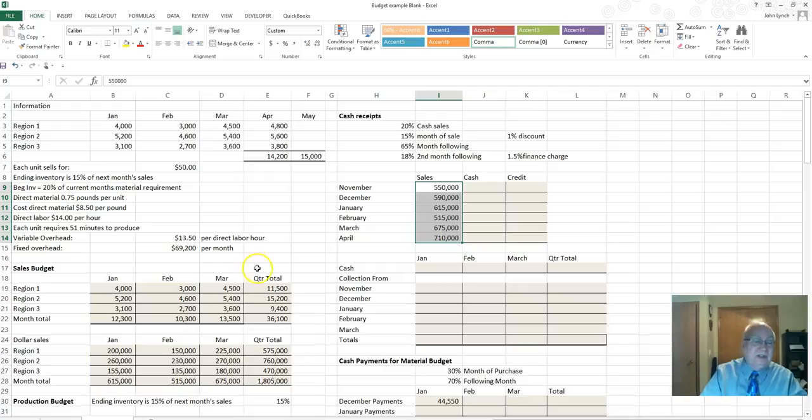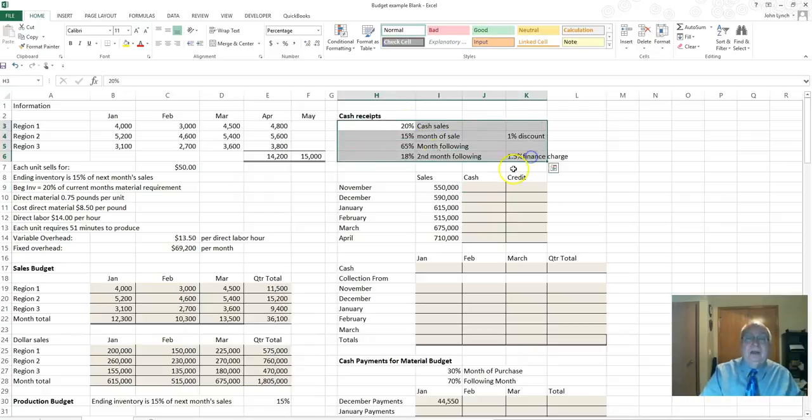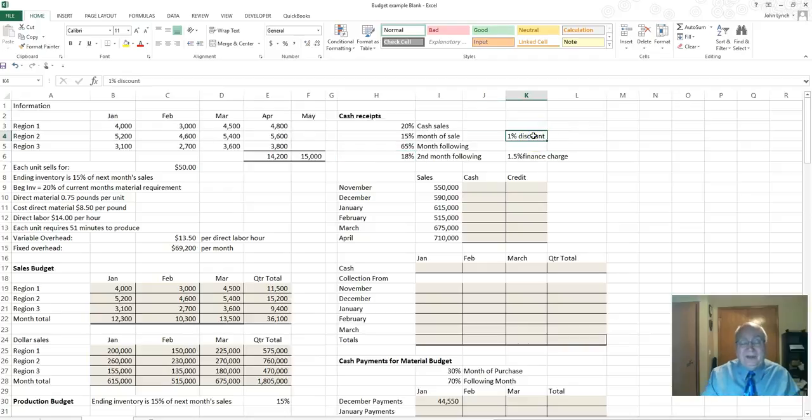These are from our budgets, because down here you see 615, 515, and 675. And then 710 is the 14.2 times the $50. And the November, December will be given to you. First thing we have to do is, here's our information that we have up here. Okay, 20% is for cash, 15% is collected in the month of the sale, 65% the following month, 18% the second month. However, we do have a little extra information.